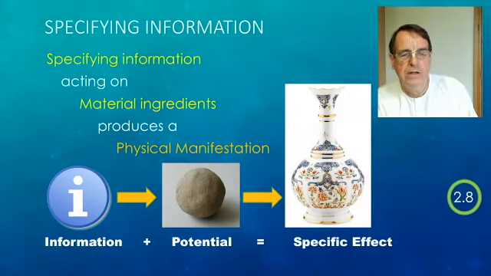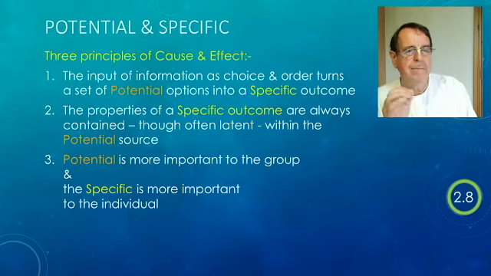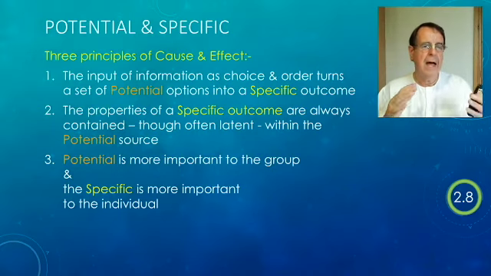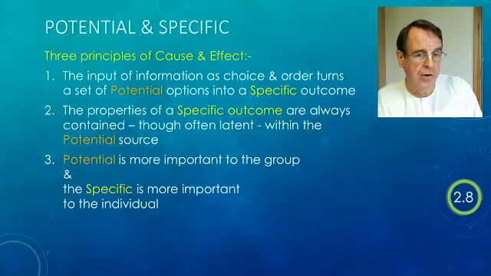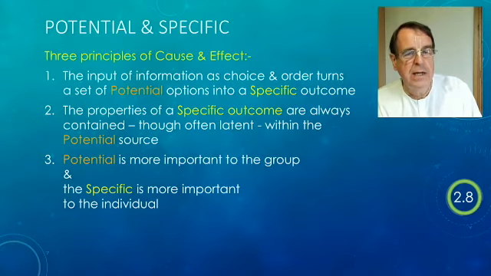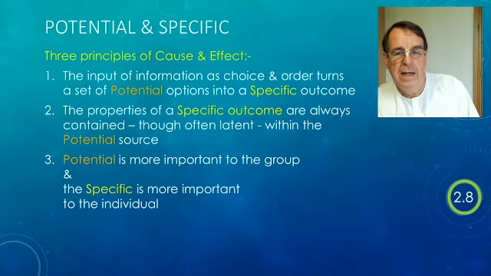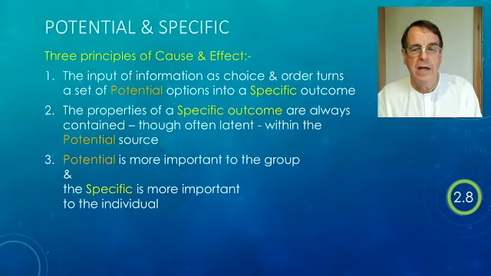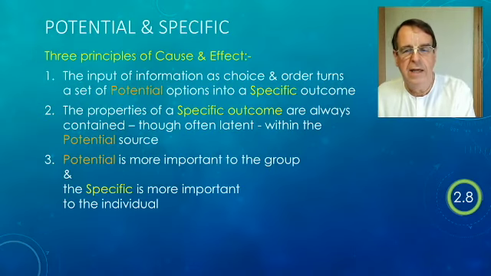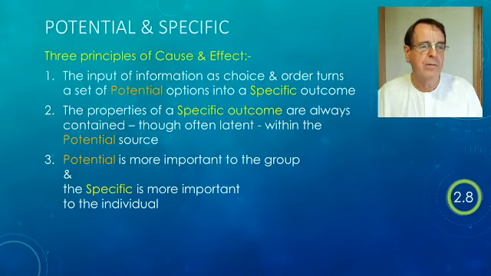So here are three principles of cause and effect that we are going to draw on in terms of our understanding of information. The input of information as choice and ordering turns a set of potential options into a specific outcome. Sometimes we express intention just as choice, and other times it's to do with its effect on ordering things, like when we design something, a building, a painting, a song, we compose creatively. That is specifying information being encoded within the product we design or compose.